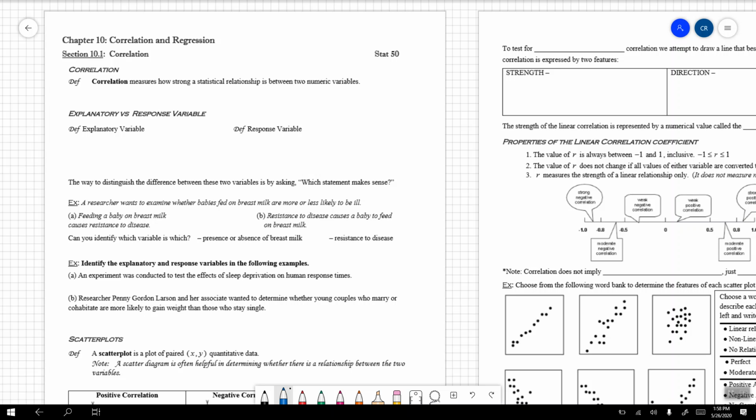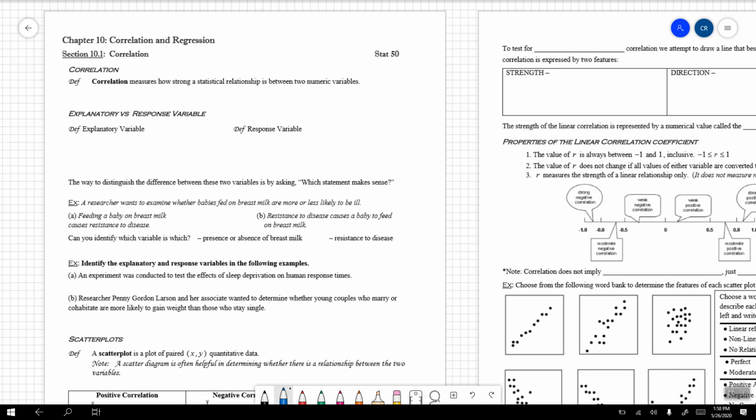We want to look at the correlation between these two objects. We're going to start by defining correlation at the beginning. Correlation just measures how strong a statistical relationship is between two numeric values. Like before, where we were doing confidence intervals or hypothesis testing on two different variables, now we want to see how strong that relationship is between those two variables.